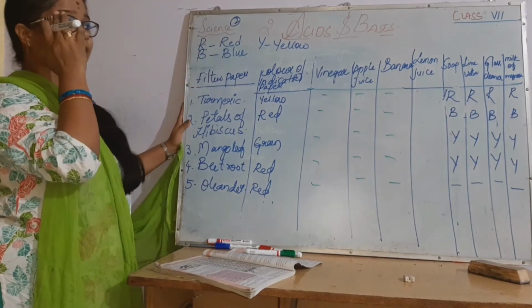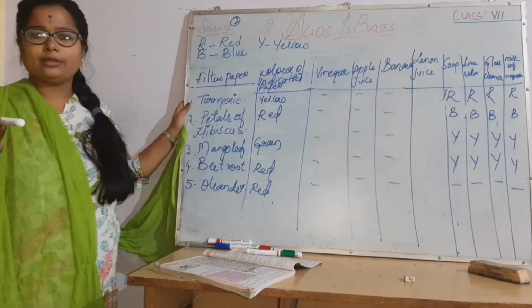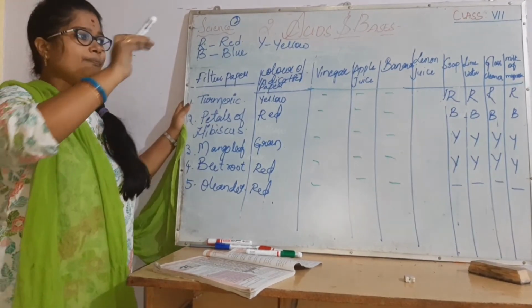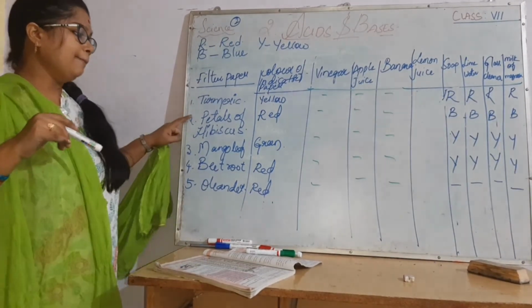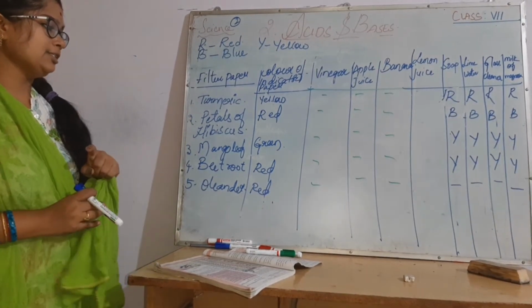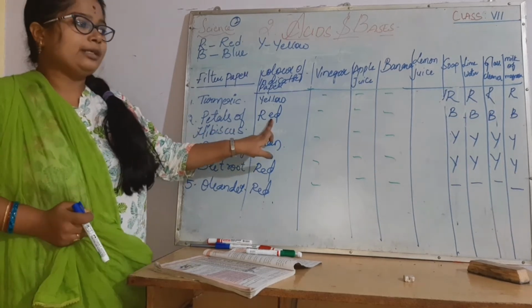And glass cleaner, any glass cleaner you take, it turns red in color. Milk of magnesia also turns red in color. Petals of hibiscus will be red in color.